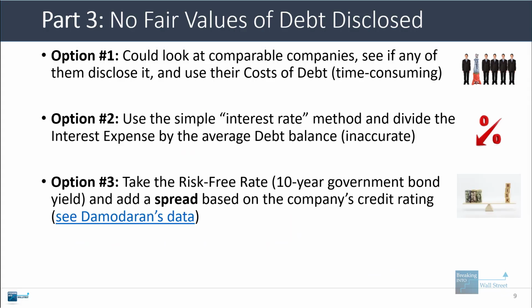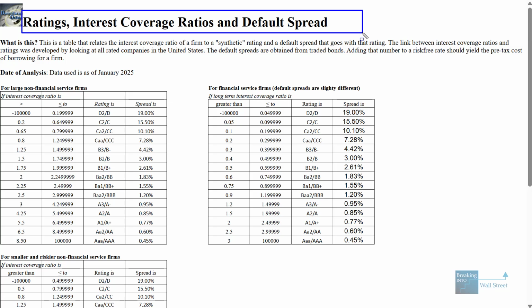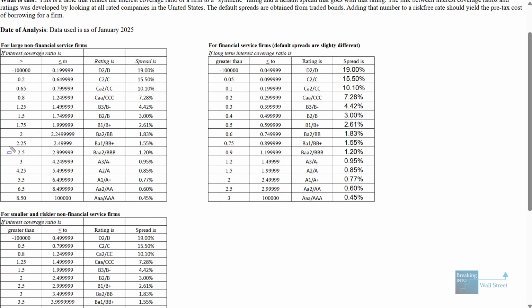The third option is that you could take the risk-free rate, typically the 10-year government bond yield in the country, and then add a credit default spread based on the company's credit rating. So Damodaran from NYU has this really good data on ratings, interest coverage ratios, and the default spread. Western Midstream Partners has very healthy interest coverage ratios, but for some reason it has a relatively low credit rating of BBB-. So that gives it a spread of about 1.2%.